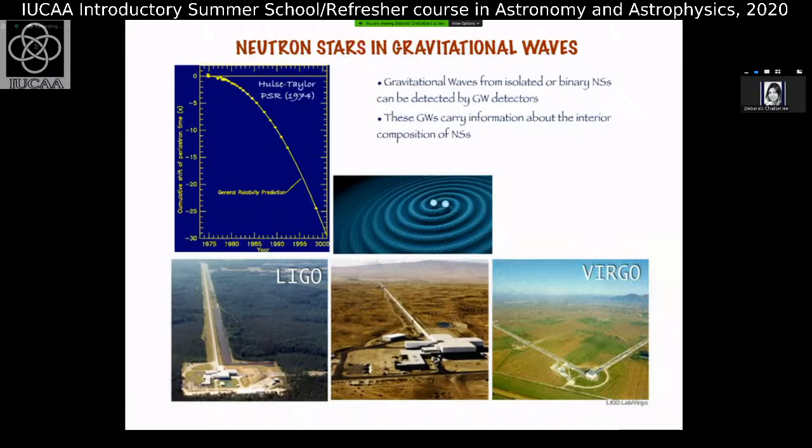Not only that, the electromagnetic observables that we talked about earlier were indirectly probing the neutron star, and there is always modeling involved. But here, gravitational waves bring us information directly from the interior of neutron stars.